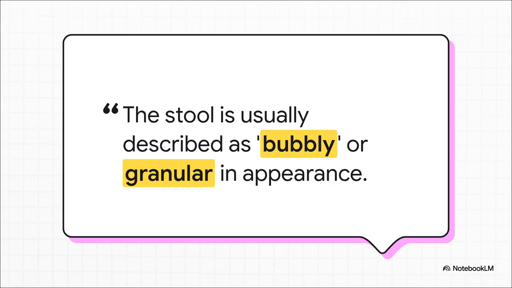And here's a fantastic little pearl for when you're looking at that KUB. Don't just look for signs of a blockage. Look at the character of the stool itself. It has this very specific appearance, often described as bubbly or granular. When you see that, you should be thinking DIOS. It's a classic sign of all that air mixed in with the sticky, inspissated intestinal contents.